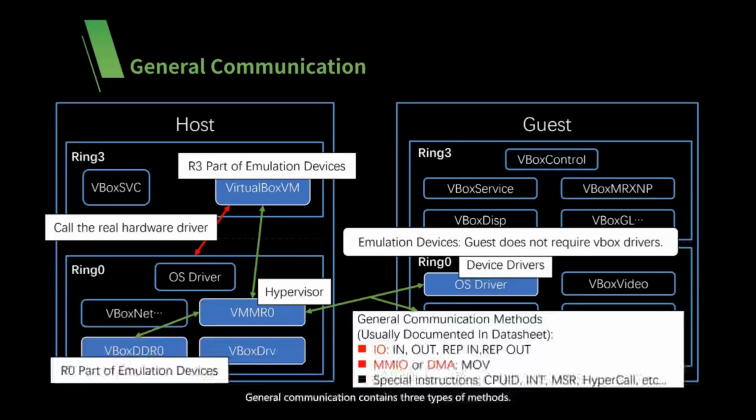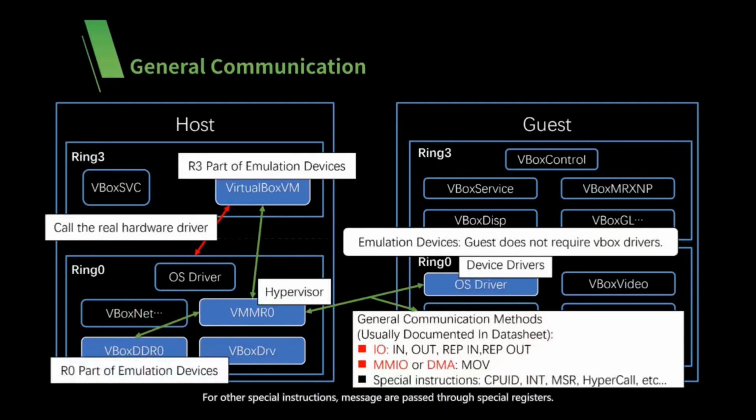General communication contains three types of methods: the I/O method, the MMIO or DMA method, and other special methods. The instructions are related to the architecture of the CPU. For example, in x86 there are in, out, mov instructions and so on. The I/O instructions communicate with the devices through the I/O port. The mov instruction communicates with the devices by reading and writing special guest physical addresses.